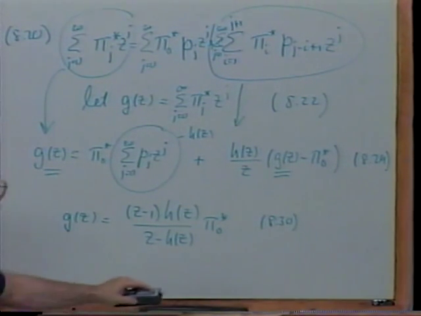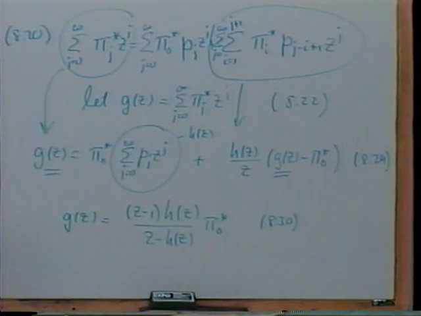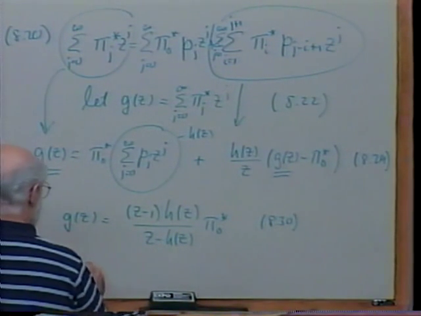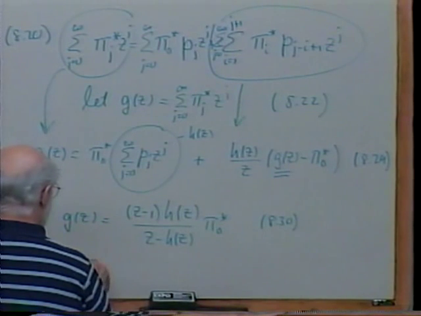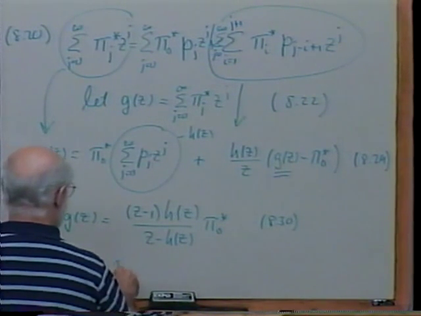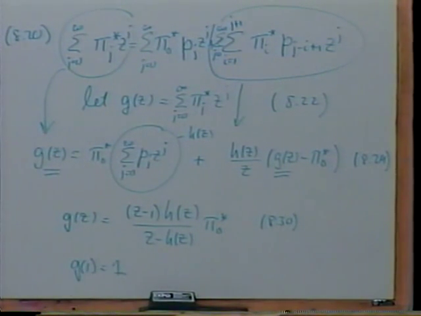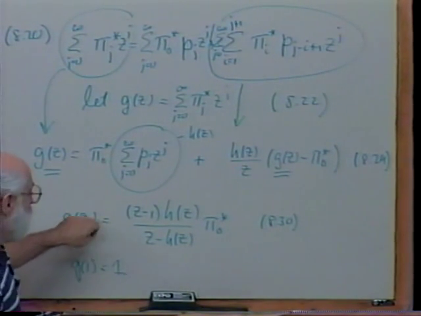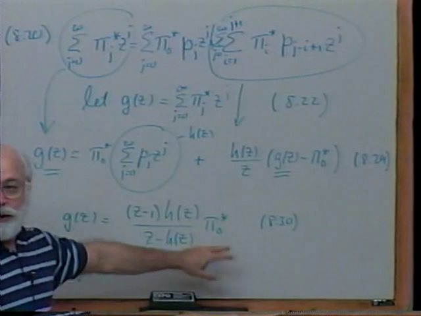Okay, how do you figure out pi 0 star? Well, we know that g of 1 must equal 1. That's the normalization requirement. So if I plug in z equals 1 here, then I should be able to evaluate pi 0 star.